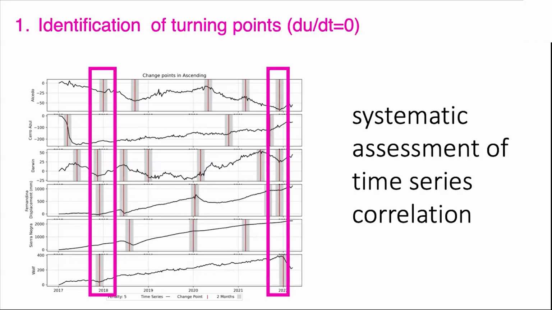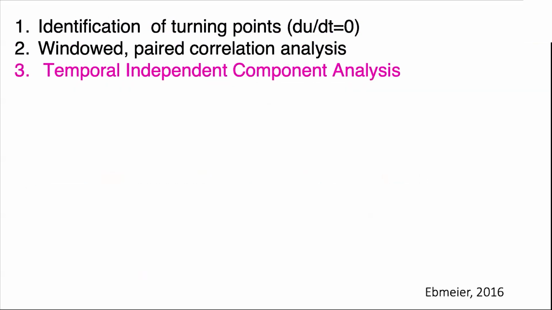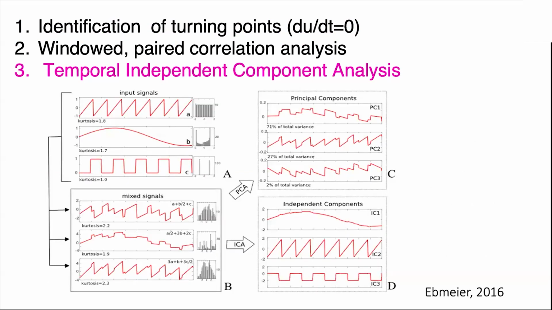which for certain larger changes in trend, depending on the type of filtering you use, seem to line up. We did paired correlations between the different time series, which is consistent with what you would think from looking at the time series by eye. You get episodes with increased positive correlation relative to the rest of the data set. And then we did temporal independent component analysis, which is breaking down a multivariate signal on the basis of maximizing the independence of the different components.